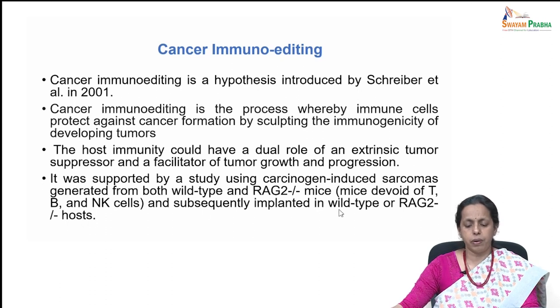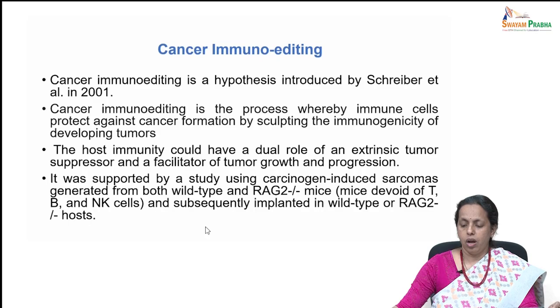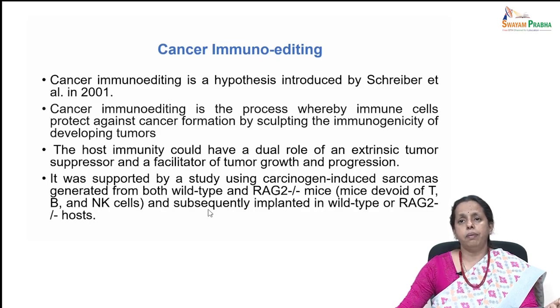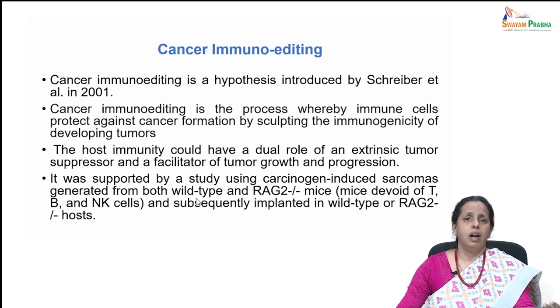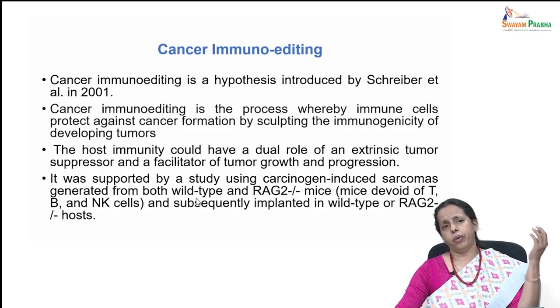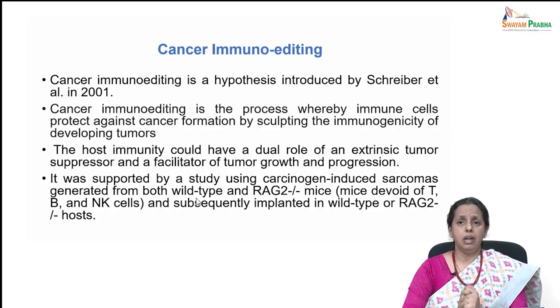So they have used some mice, those with a particular gene mutation, the mutant mice, and also your wild type mice, RAG2 mice. They have implanted tumors in wild type or RAG2 hosts. The tumors generated from the wild type mice, what we call patient derived xenografts, I will talk about in one of my last classes. Suppose you have a primary tumor growing in the breast, and then you put it into the mice. That is where your drug discovery programs are approaching.